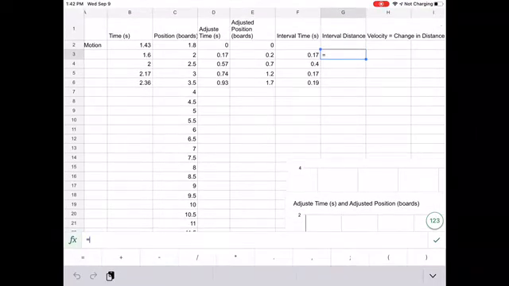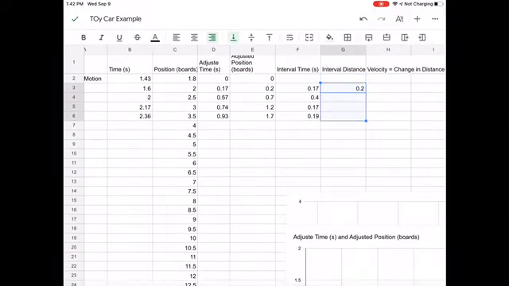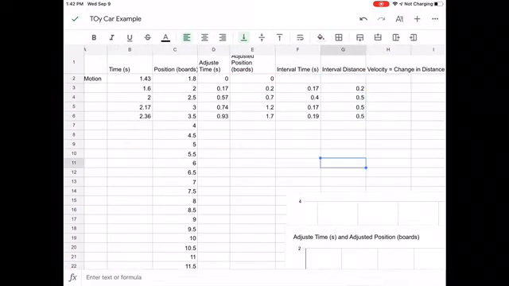We're going to do the distance minus the distance before. And so they were 0.2 apart here. We autofill. So at first they were 0.2 apart from 0 to 0.2, and then we started going by 0.5s. So that is how far the car moved between these time intervals.